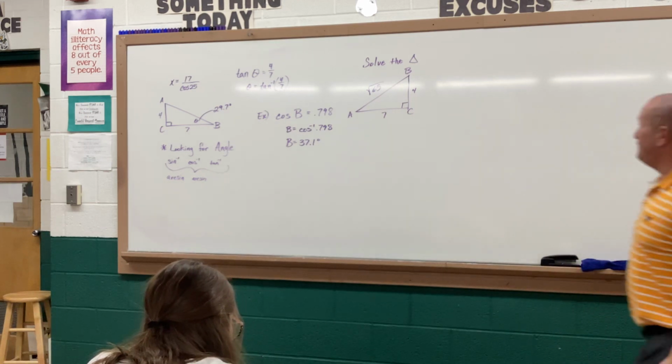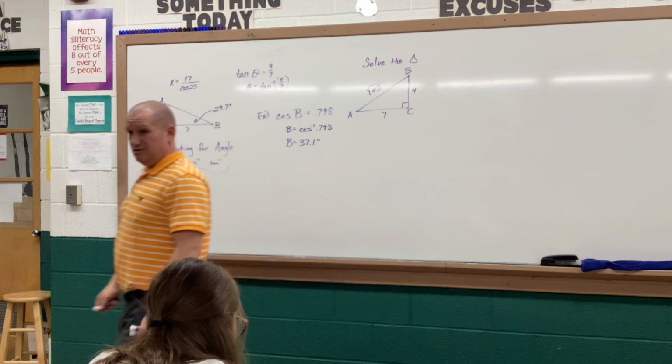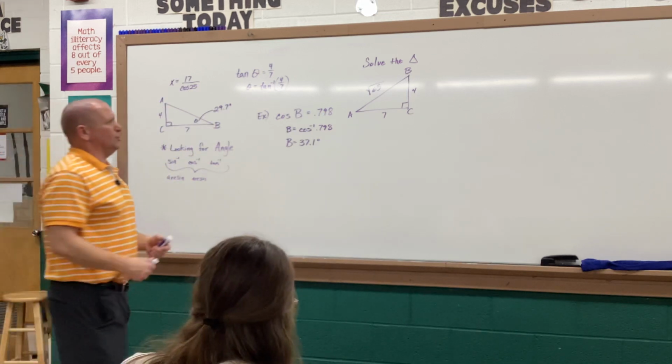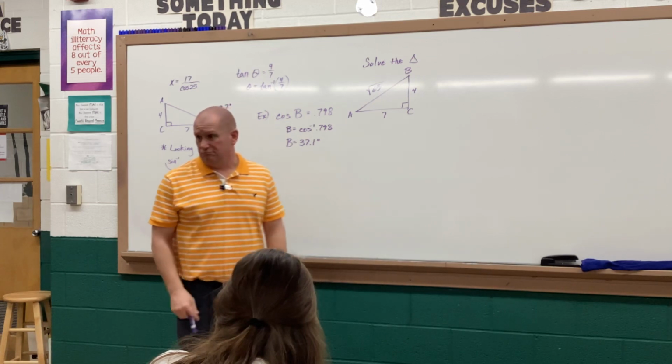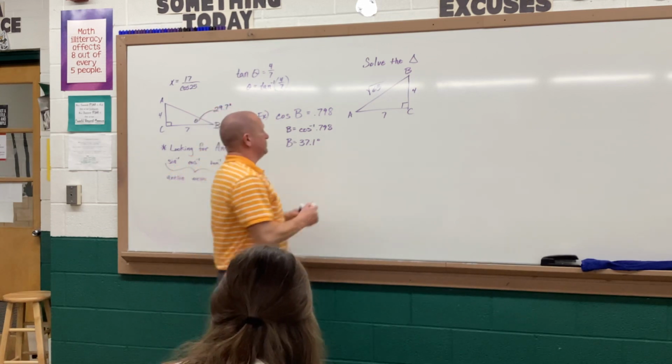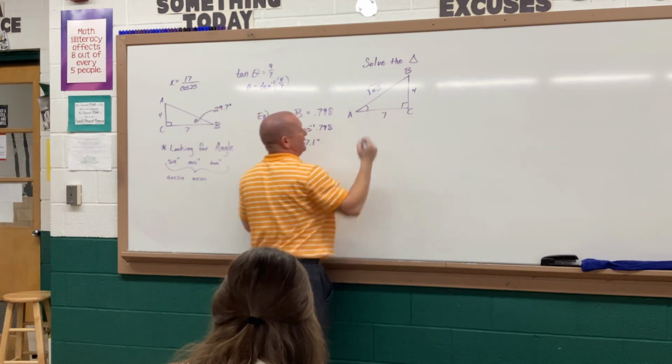So now, how do I find my other two angles? Or how do I find my angles, right? First things first, you just got to decide which one am I going to find, A or B? Just do it. Somebody said A. So I'm going to find A right here.